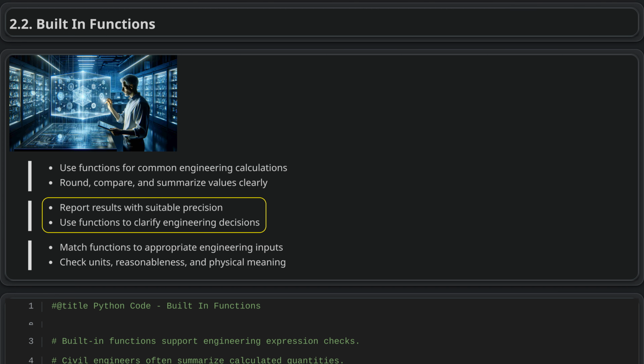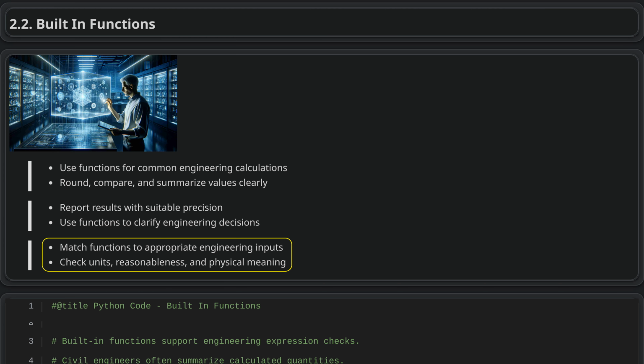Built-in functions help engineers present numerical results clearly and with appropriate precision. Rounding, finding differences, and summarizing data make calculations easier to interpret and help avoid false precision. By matching the level of detail to the situation, these functions support clearer decisions and reduce misunderstandings.